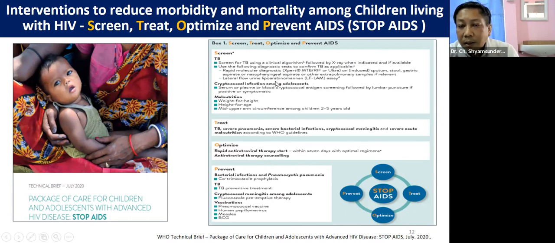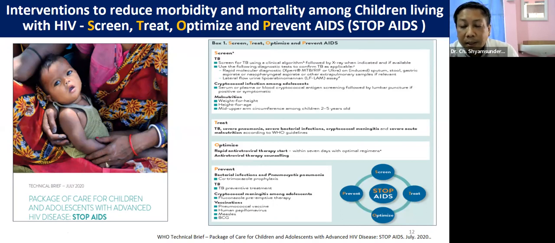Lateral flow urine lipoarabinomannan assay. Currently, these are not available as of now, but we see that the government may be introducing this for when patients are quite sick and unable to produce sputum samples. Cryptococcal infection among adolescents: serum, plasma or blood cryptococcal antigen screening followed by lumbar puncture if positive or symptomatic. These are available for more than 10 years of age. However, if cryptococcal meningitis is suspected, we can go for these procedures.